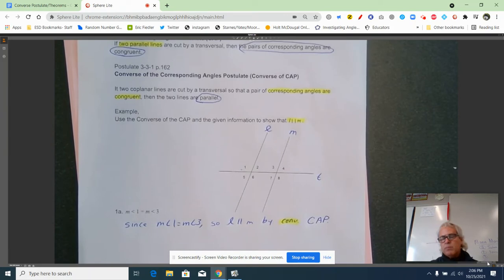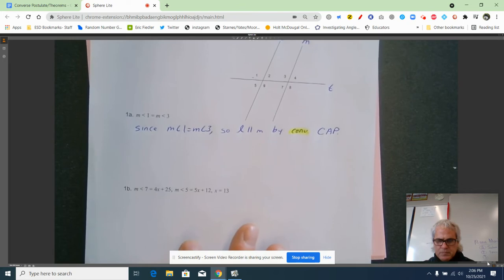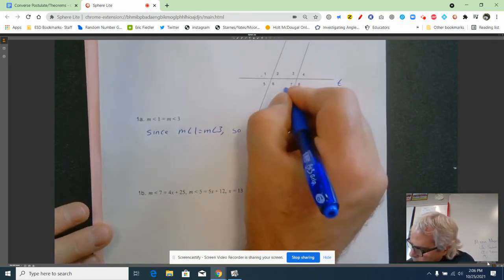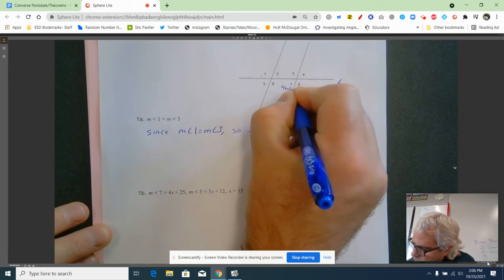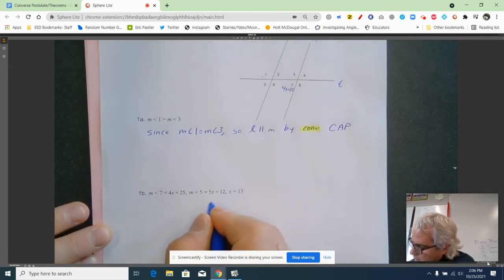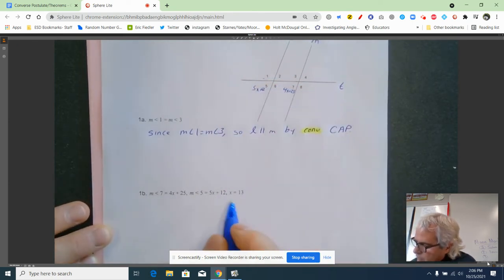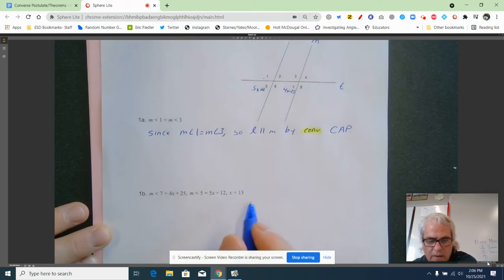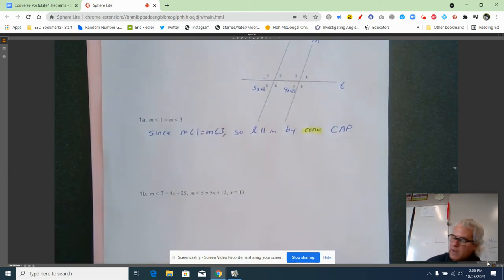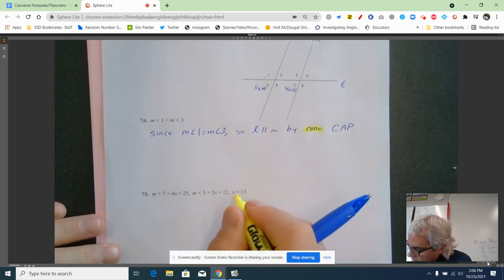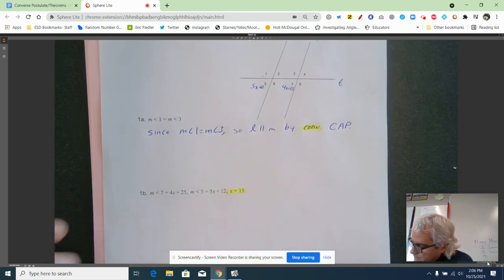Okay, let's look at a little bit tougher and more involved question. It says, same picture now. Measure of angle 7 is equal to 4x plus 25. Okay, so I'm going to go ahead and write that in there. 4x plus 25. And it says that angle 5 is 5x plus 12. 5x plus 12. And then it says x is equal to 13. Okay, so how can I show that those lines are parallel? Let's go ahead and figure out what angle 5 and angle 7 are, because they tell us that x is equal to 13. So just plug it in.